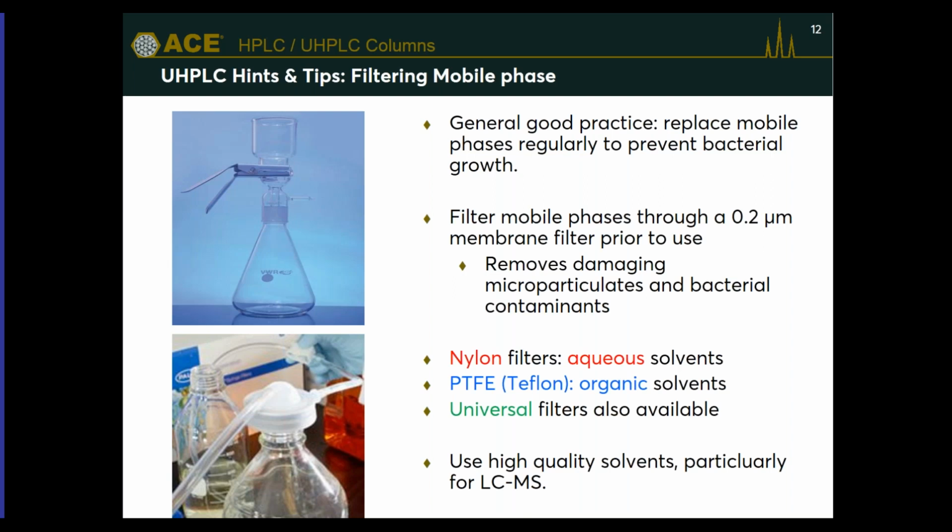And of course, there's a variety of different filters and filter systems available to make sure that your mobile phases and your samples are as clean as possible. And the bottom comment that I've made there about high quality solvents, this is really important to make sure that you purchase the best quality solvents that you can for your separating systems, in particular for UHPLC and for LCMS. You want to reduce any likelihood of impurities affecting your chromatography or your MS signal.